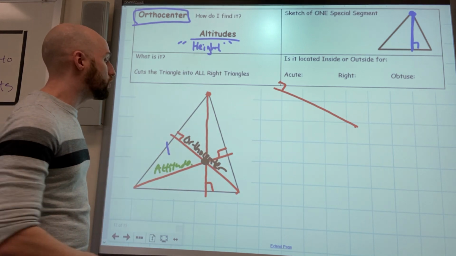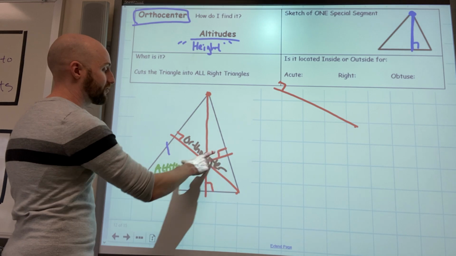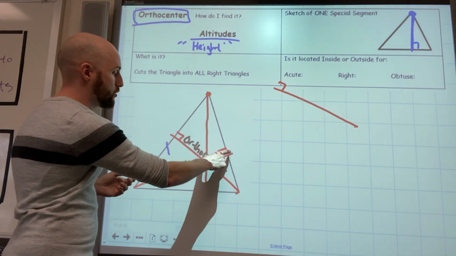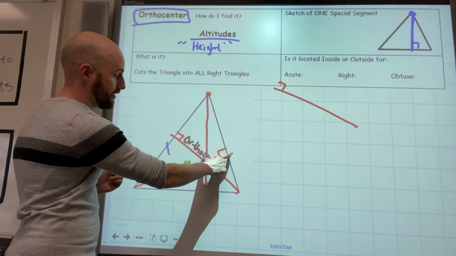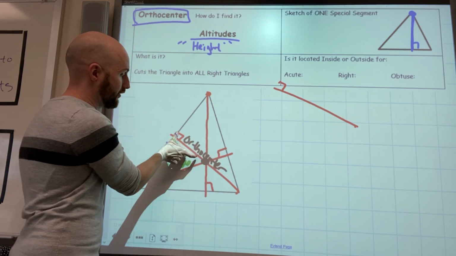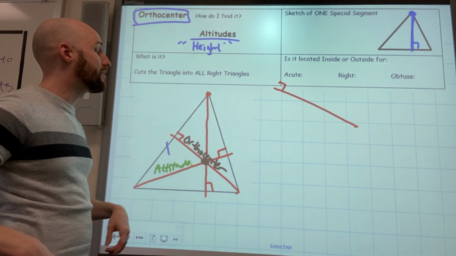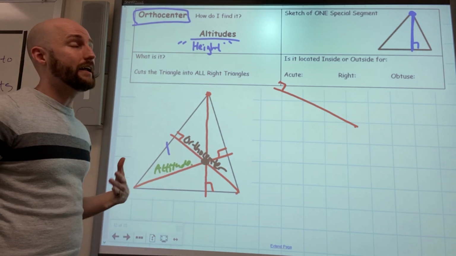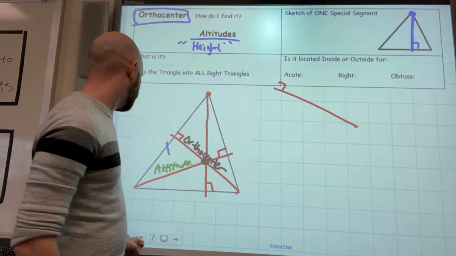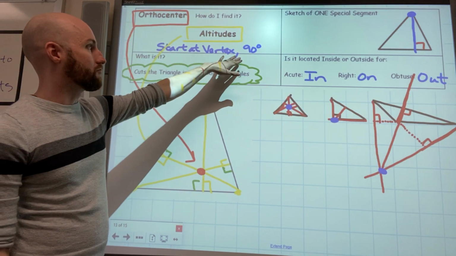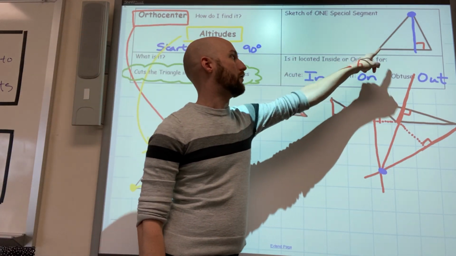There is no technical ratio like we saw with the centroid. There is no equal distance to the sides, because if it's perpendicular, these are the distances to the sides, and they're not the same. The distances to the vertices are not the same either, but it is interesting that they all cross like that, and it does have that name. So to show you the completed one, we start at the vertex and just drop to a 90. That's what an altitude is.